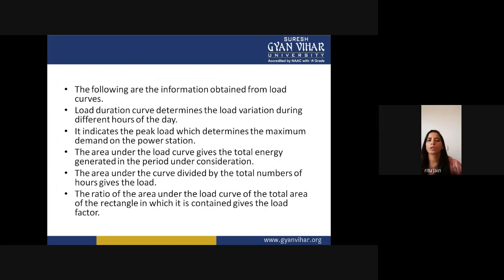Now we come to the next point. The following is the information obtained from load curves. Load duration curve determines the load variation during different hours of the day. It indicates the peak load which determines the maximum demand on the power station. The area under the load curve gives the total energy generated in the period under consideration. The area under the curve divided by the total number of hours gives the average load. The ratio of the area under the load curve to the total area of the rectangle in which it is contained gives the load factor.